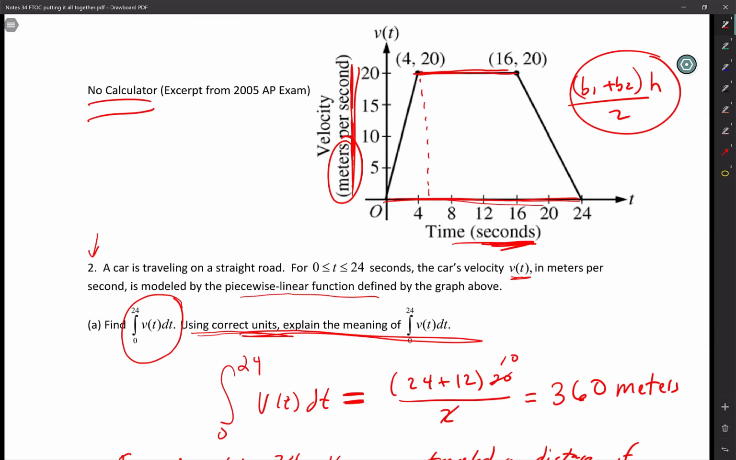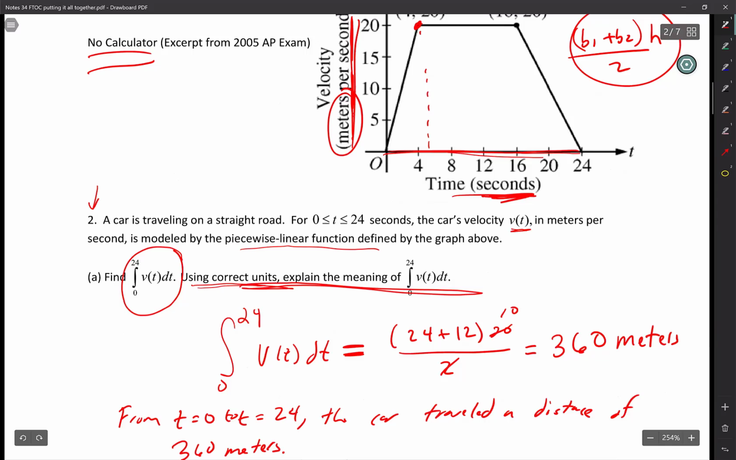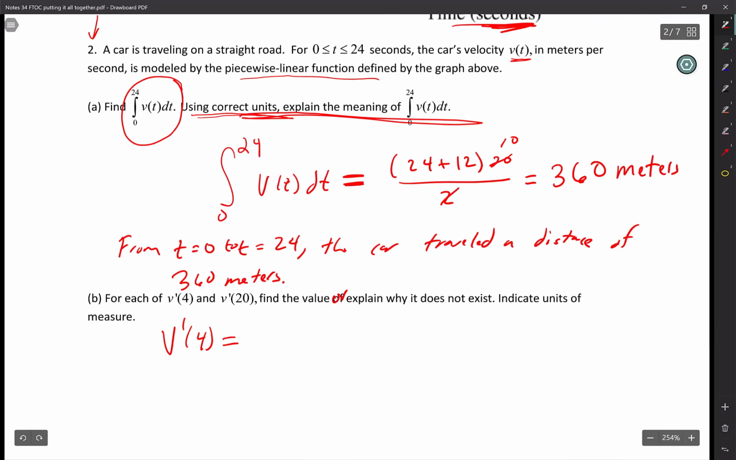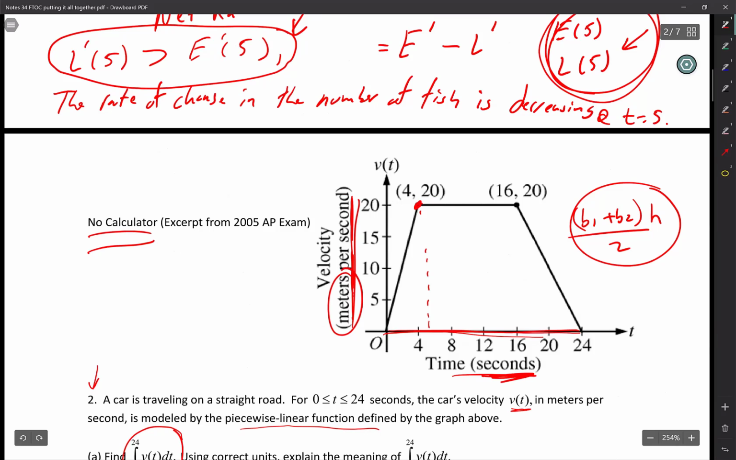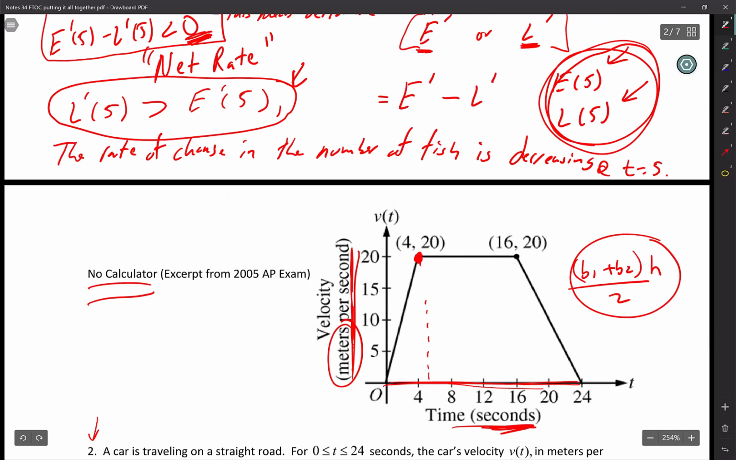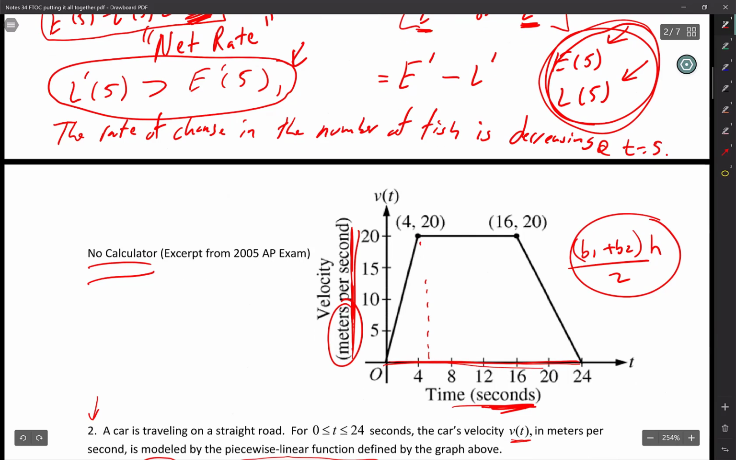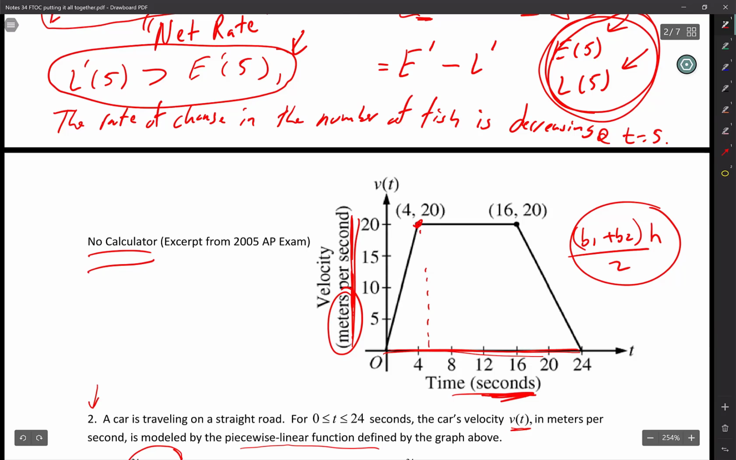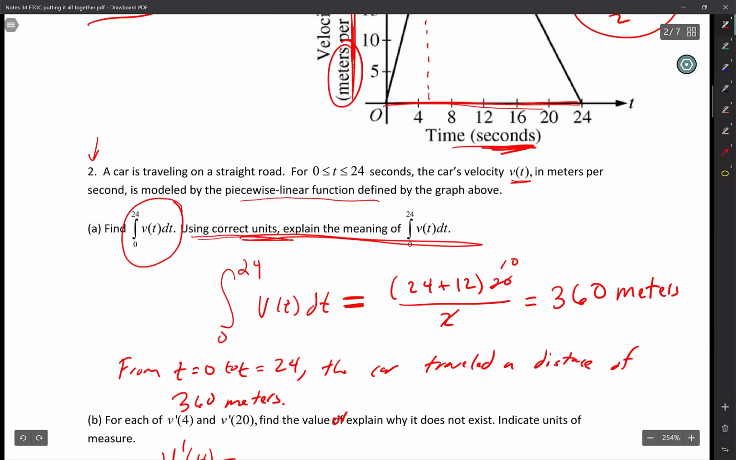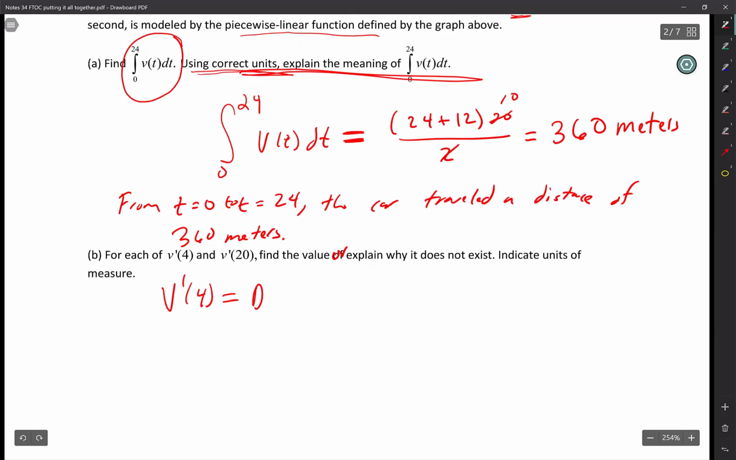v prime of 4. Can I find v prime of 4? Why not? It's not differentiable. Yeah, guys, it's not differentiable. Why is velocity not differentiable at 4? Because I have a what? Because it's a corner? Yeah, it's a corner. Good job. v prime of 4 does not exist. It's a corner. Okay.